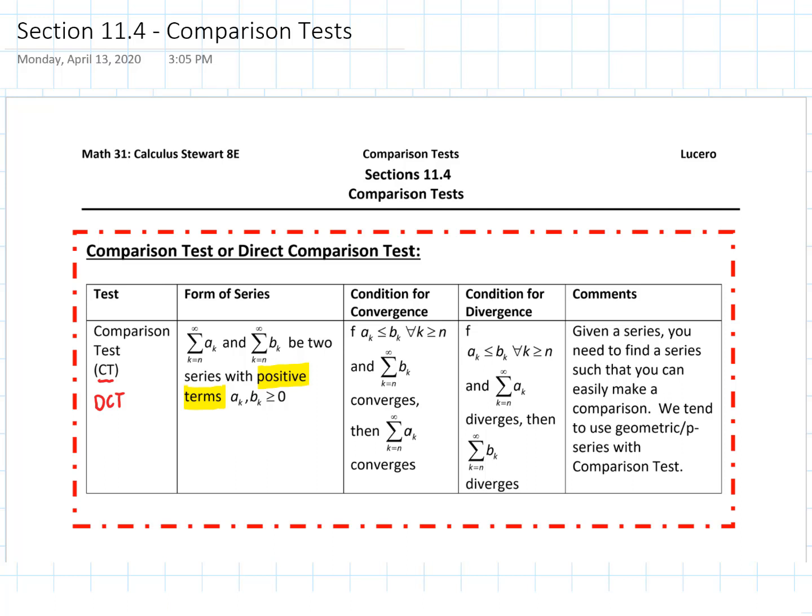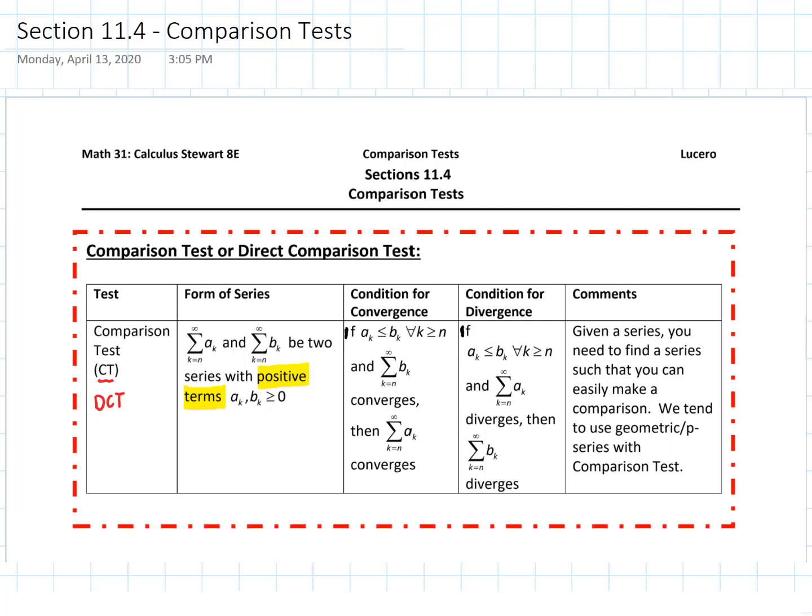And then the condition for convergence is that if a sub k is less than or equal to b sub k for all k greater than or equal to n, and the larger series, b sub k, converges, then a sub k must also converge. I'm noticing here that for whatever reason, the "if" has blipped off of the screen or out of the table here. So let's just squeeze that in there. If the smaller series diverges, if a sub k diverges, then b sub k must also diverge.